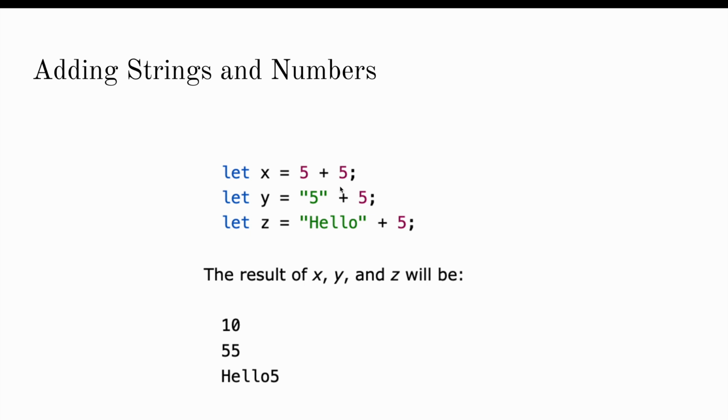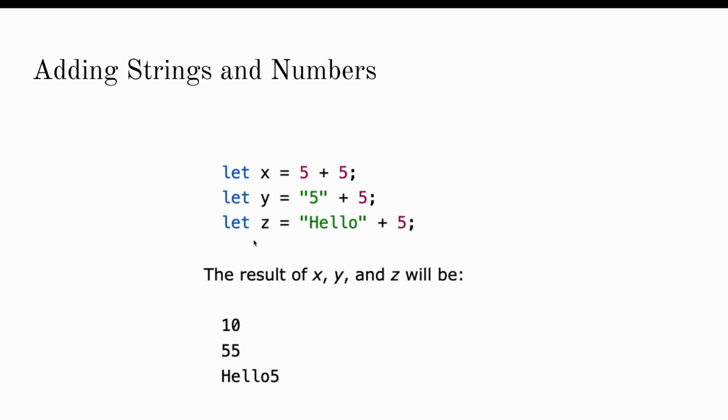So we have x is 5, and the result will be 10. And see this one, let y. Now this one is a string variable. Okay, it's a variable, but its value is a string, that 5. Then we add 5, and the result will be 55, not 10, because this is a string. So it will do a concatenation here, not addition.